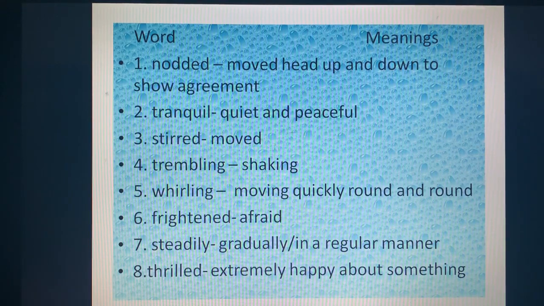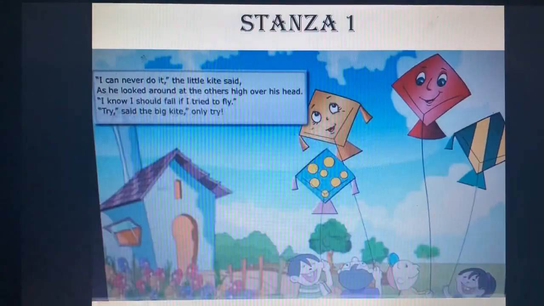Fine, so these are the words which will help you to understand the poem in a better way. Fine, so let us start with the poem. So this is the first stanza of the poem.